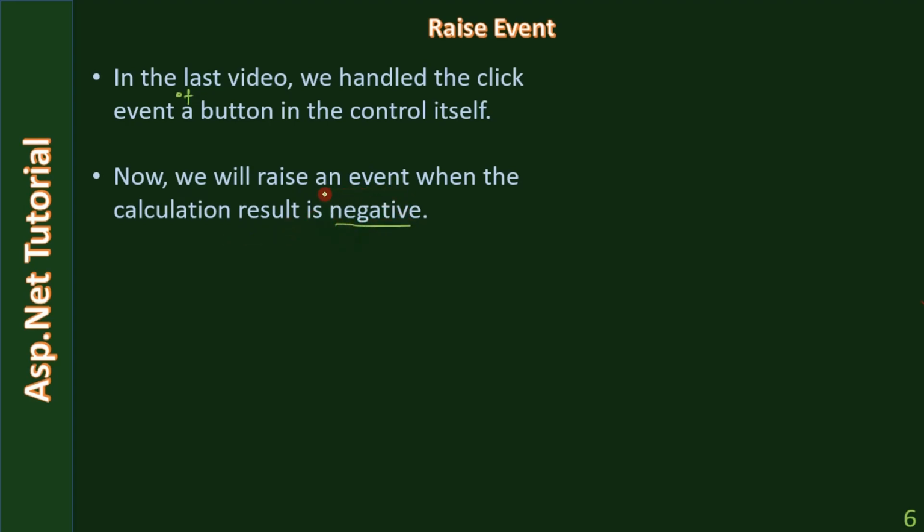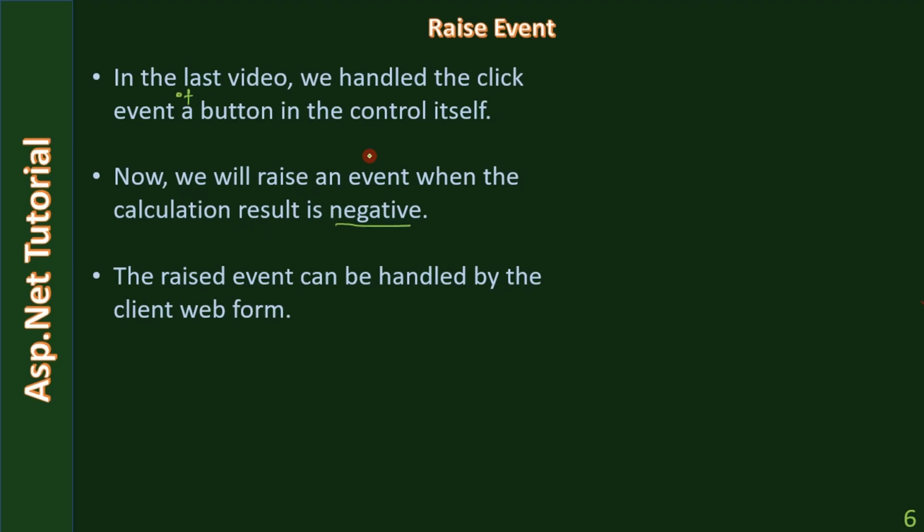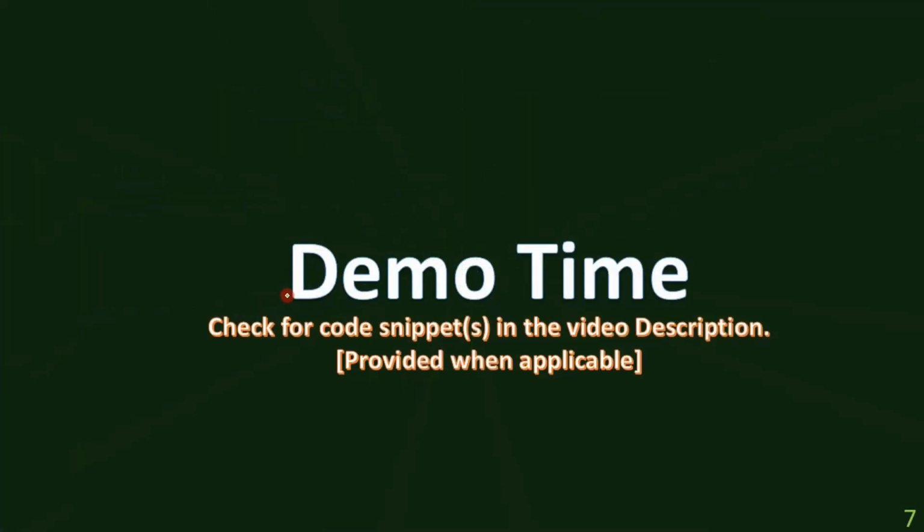That means we are performing addition as well as subtraction, right? So when the result is negative, that time we will raise an event from our binary composite control so that the web form can handle the negative result event. The raised event can be handled by the client web form. That's what we are going to see here. Now let's go to the demo.